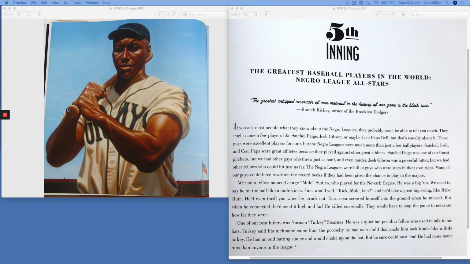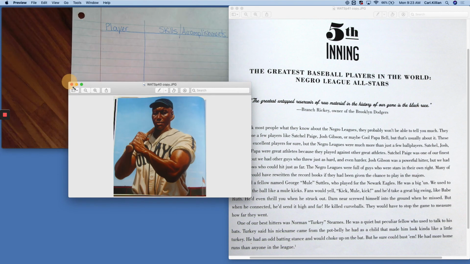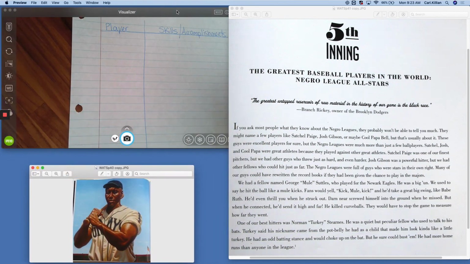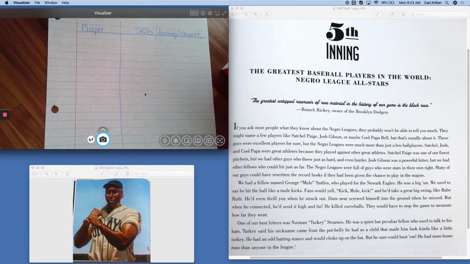I want you to think, who are some of the players that you learned about in this section? How did they stand out? Pause the screen and think about that now. You can look at the notes and record them in your notes tracker.